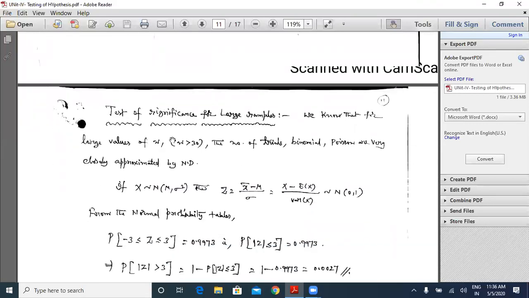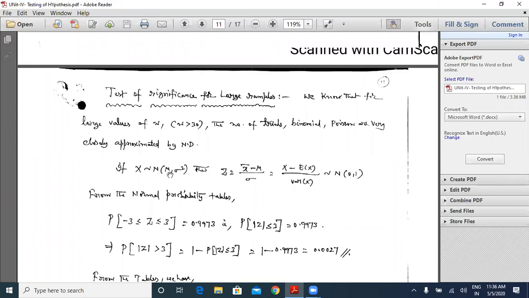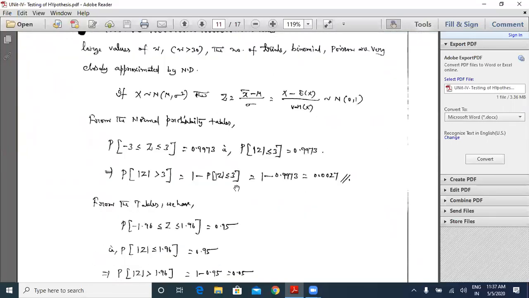So next, test of significance for large samples. We know that for n greater than 30, the distribution is approximately normal. So if X follows N(mu, sigma), then Z is equal to x bar minus mu by sigma. Z is t minus expectation of t by standard error of t. Instead of t, I write x bar. Then the expectation of x bar is mu, and the standard error of x bar is sigma by root n. So like this, Z is equal to x bar minus mu over the standard error. From the normal curve, the maximum area lies between -3 and +3.